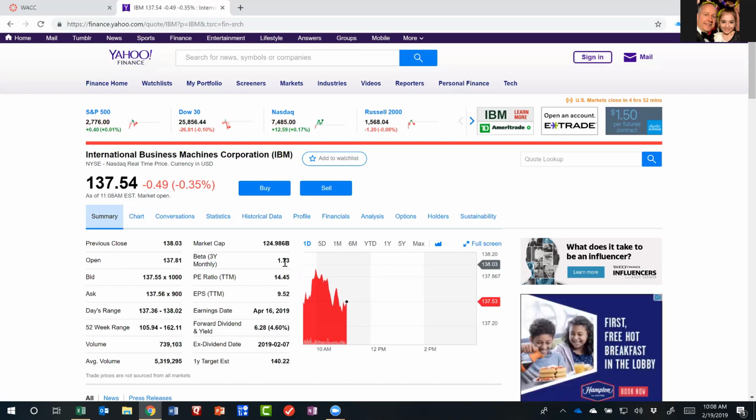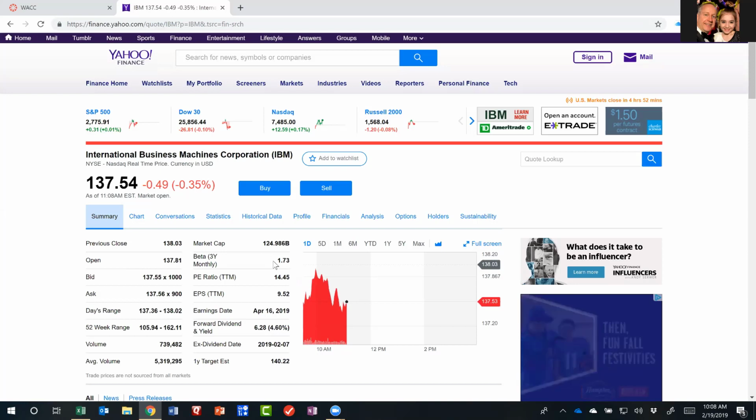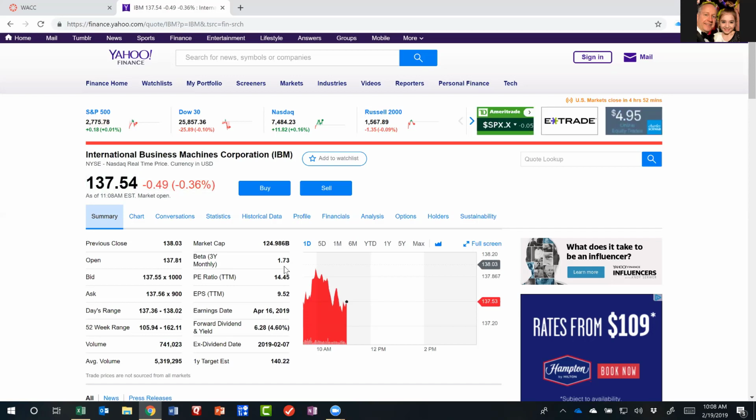I think your 0.6 or 0.7 you said, Daniel, is a whole lot more believable to me for a beta for IBM. Because if we think about a beta that's almost twice 1, meaning it's twice as volatile as the market, that just doesn't sound like a company like IBM to me. I think your 0.6 is a whole lot closer to the truth. Did anybody else try that calculation?